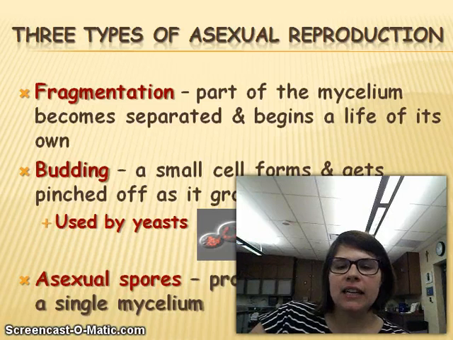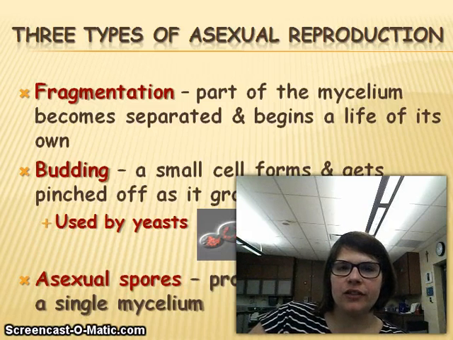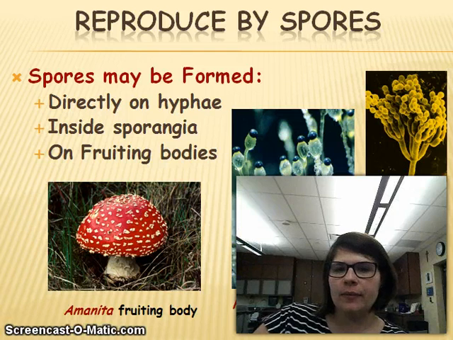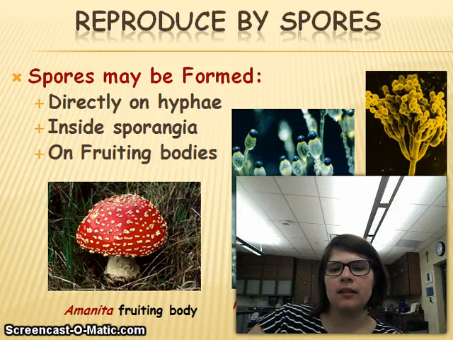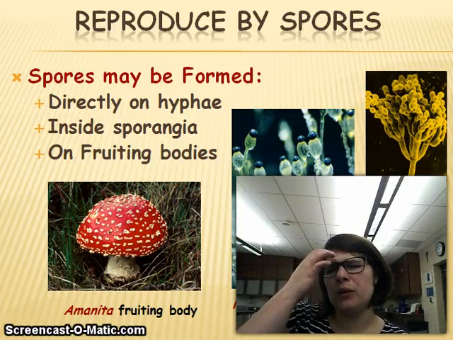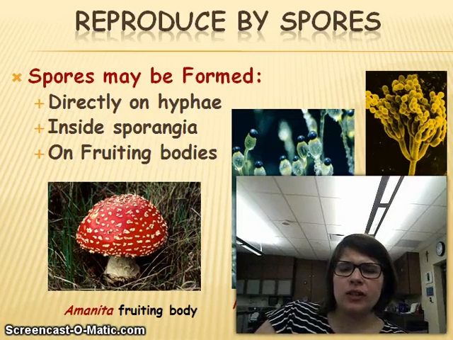And then asexual spores are the production of spores by a single mycelium, and these are going to be used asexually versus sexually, where we talked about spores before. So let's talk about spores first. Spores are formed directly on the hyphae. They are inside the sporangia and they occur on fruiting bodies. So if you can see the pilobus sporangia right here, they're making those spores, those dark bluish, blackish things. Those are going to be spores.